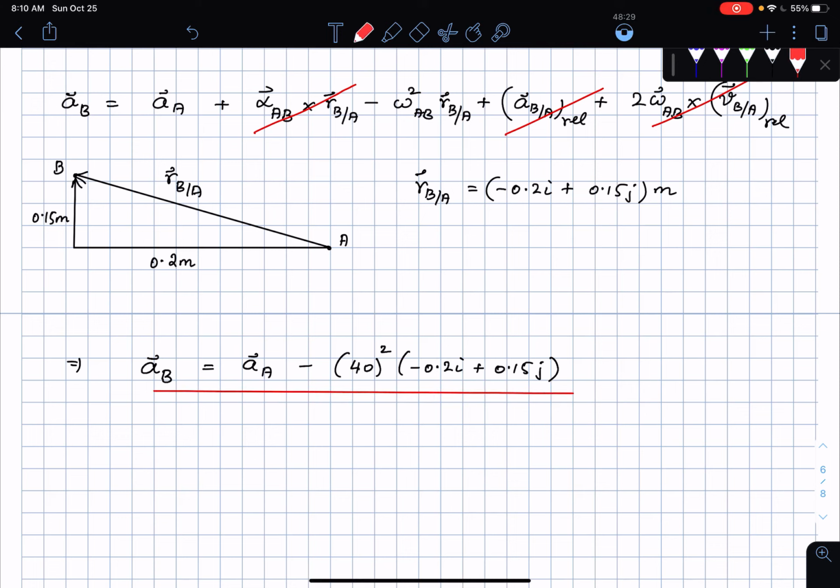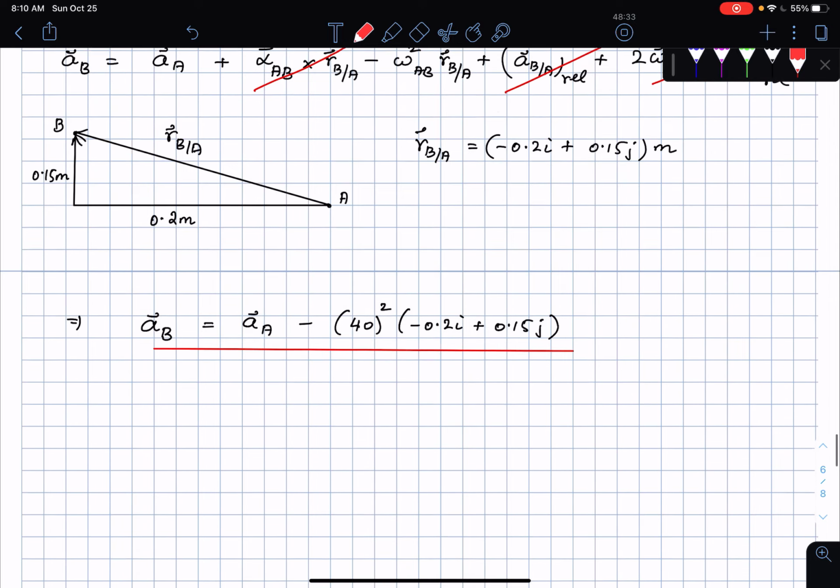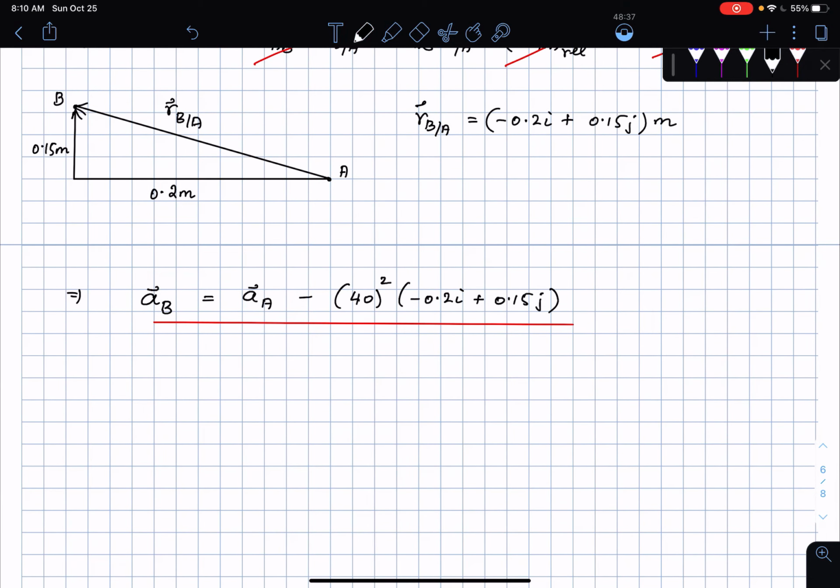But I already have an expression for the acceleration of A, which I'm going to grab from up there. Okay, so this is what I have from the bar AB. Okay, so far what we have. So we have the following.